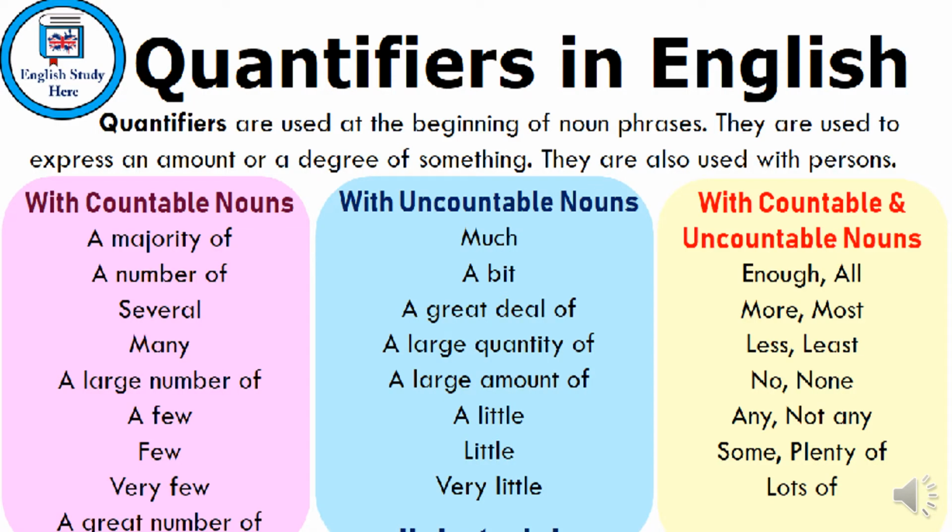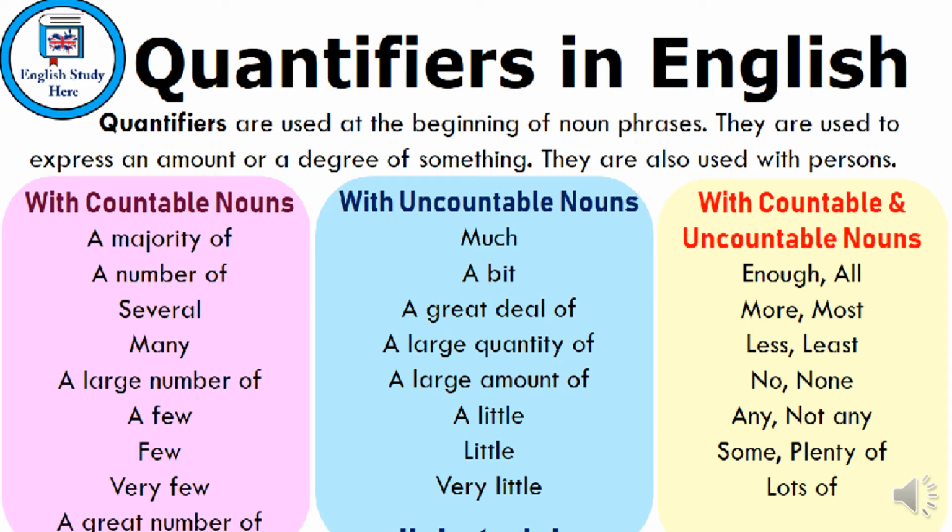So this is for your reference, children. I have put some quantifiers which go well with countable nouns, with uncountable nouns, and then with both, that is countable and uncountable nouns. So here, as I told you, they are used to express an amount or a degree of something. They are also used with people, like persons.